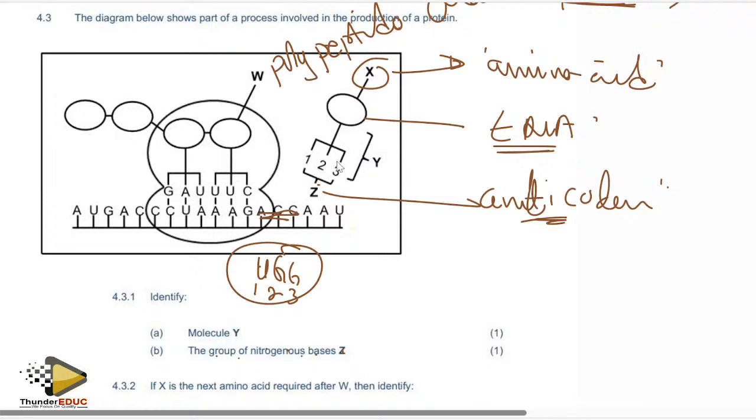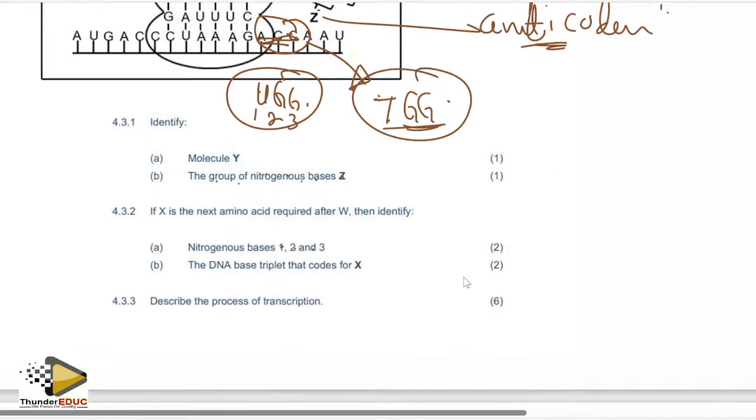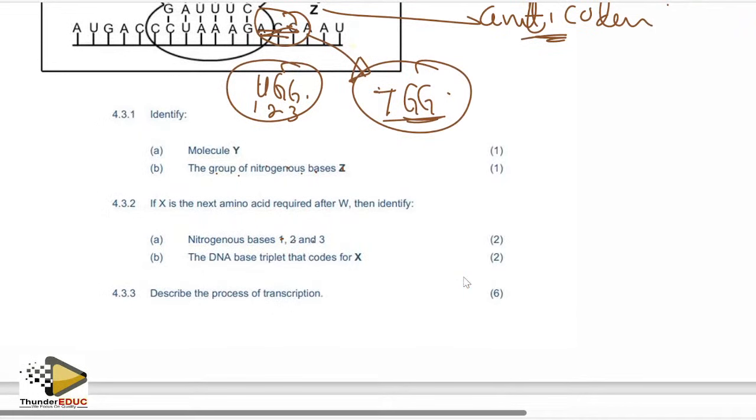So if this is the messenger RNA, then messenger is like this. So I'm going to have to change this to DNA, which is going to be TGG. Why? Because I have to change this into DNA. This is messenger, so I have to change it to DNA, which is TGG. Then they're asking you another question about the DNA triplet that codes for X. So we are done with that.